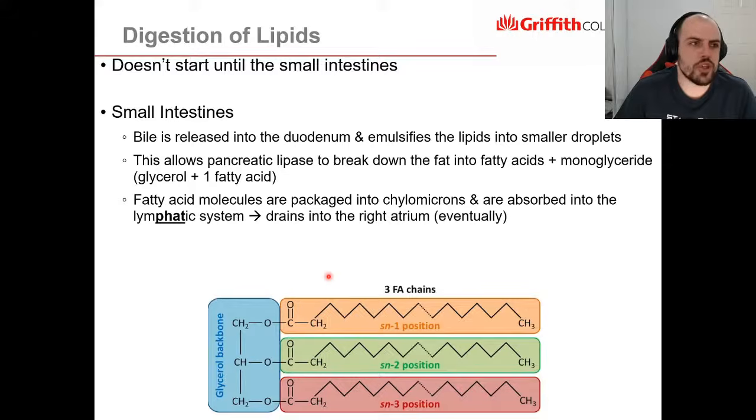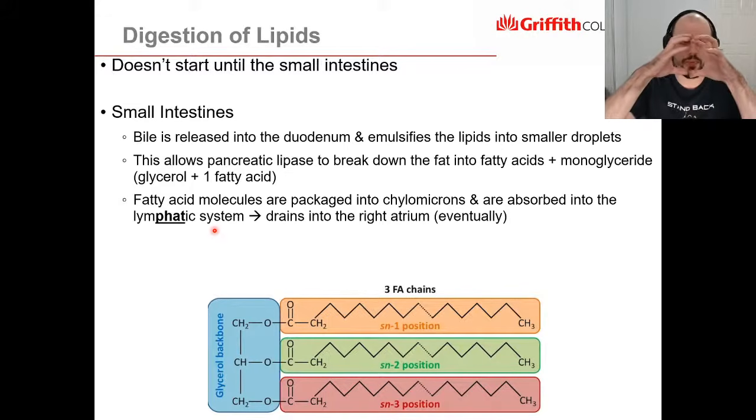So how does it get the name triglyceride? Tri meaning 3: 1, 2, 3. And this is a glycerol backbone. What this pancreatic lipase will do is, like where my little laser pointer is, it'll cut 2 of these. It will snip them off, and then this glycerol backbone and this one fatty acid will be moved into these chylomicrons.